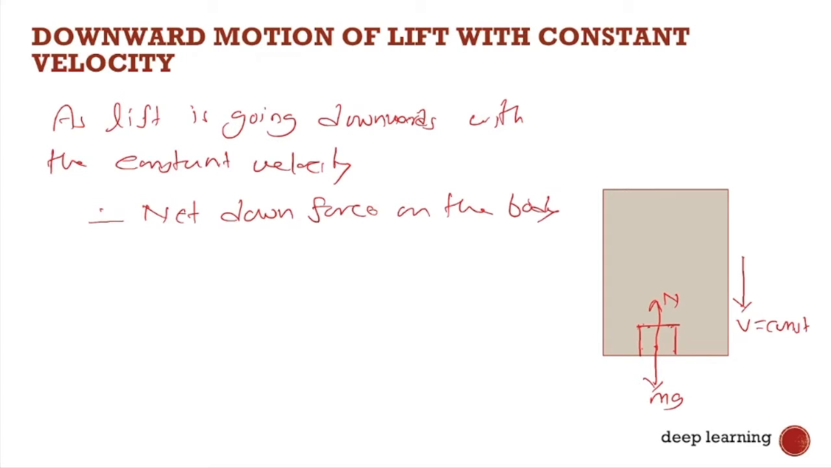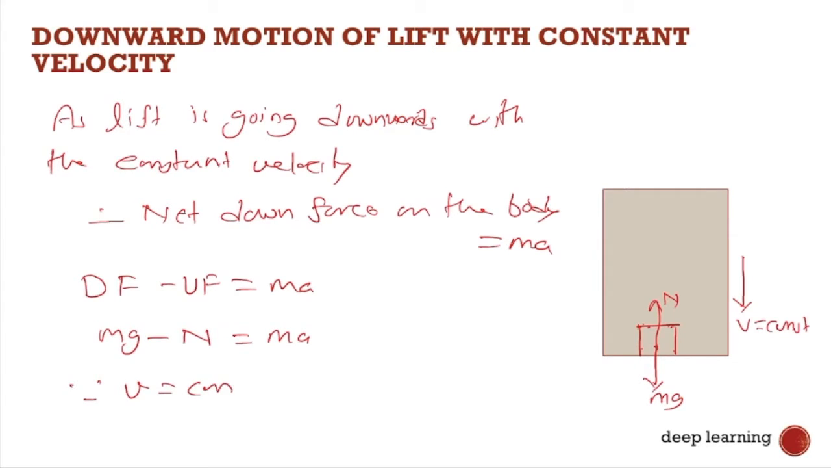Remember, net force is always equal to ma, so again write it as ma. Net downward force means downward force minus upward force is equal to ma. Downward force is mg, upward force is N, equal to ma. Again, since v is constant, therefore a is equal to 0, so you will get mg minus N is equal to 0, or N is equal to mg. So you can see again there is no change in the weight of the body if the lift is moving with constant velocity.